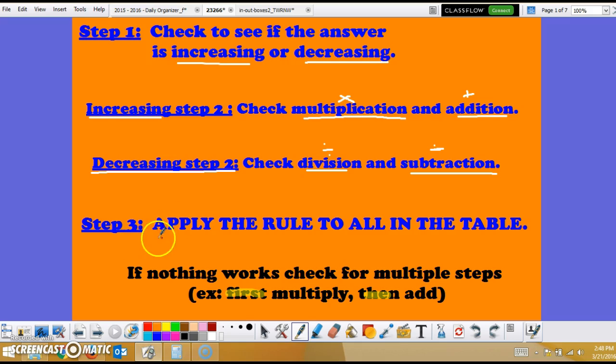And the third and final step is to apply that rule that you solved for to every single equation in the table. If nothing else works, check for multiple steps. For example, the rule may be to multiply by 2 and then add 1 to the same exact number. Let's look at tonight's homework.